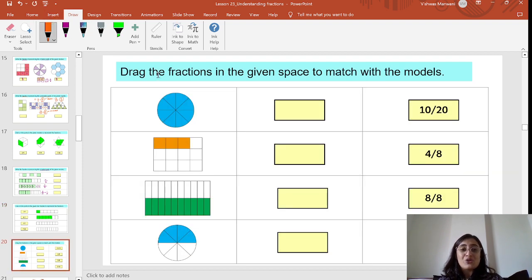Okay, now what do we need to do here? Here there are 4 images given to us, each of which represents a certain fraction. So all you have to do is match the following. Okay, let's see how we'll do it.